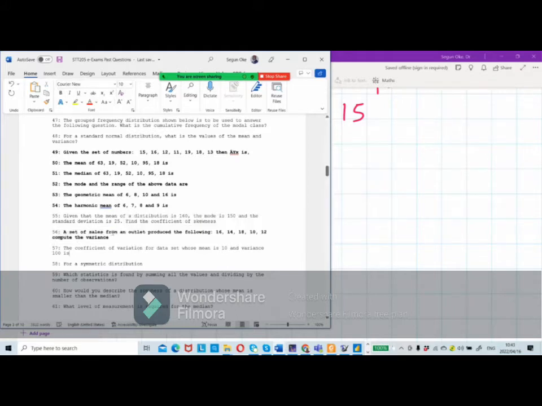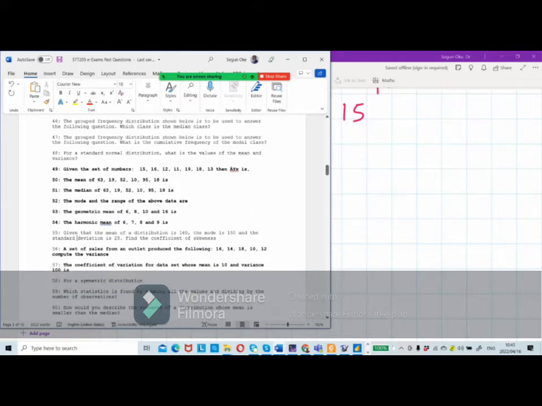A set of sales of outlet produce following 1, 2, 3. Compute the variance. Look at this one again. Coefficient of variation. So don't say, oh, it's not possible. I don't know. You are the one to write the exam. Look at this one too. Standard deviation. How many questions now? 1, 2, 3, 4, 5, 6, 7, 8, 9 already.